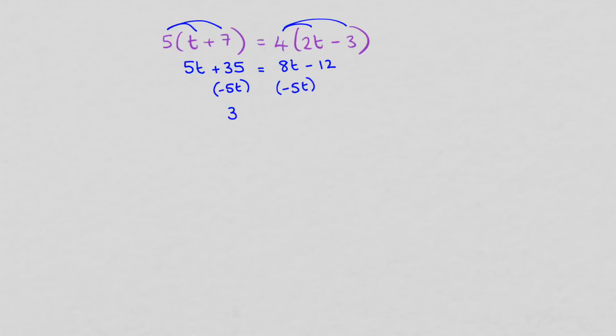So we've got 35 left on the left-hand side. On the right-hand side, we've got 8t take away 5t, so it's 3t, take away 12. And then we're adding 12 to both sides. 35 add 12 is 47. And that's equal to 3t. And then we need to divide by 3.